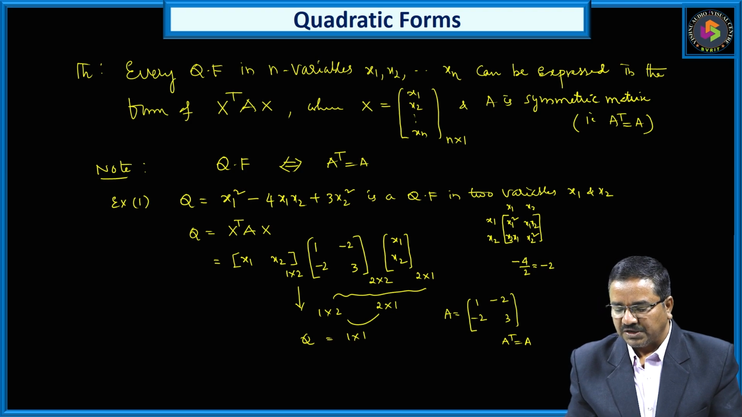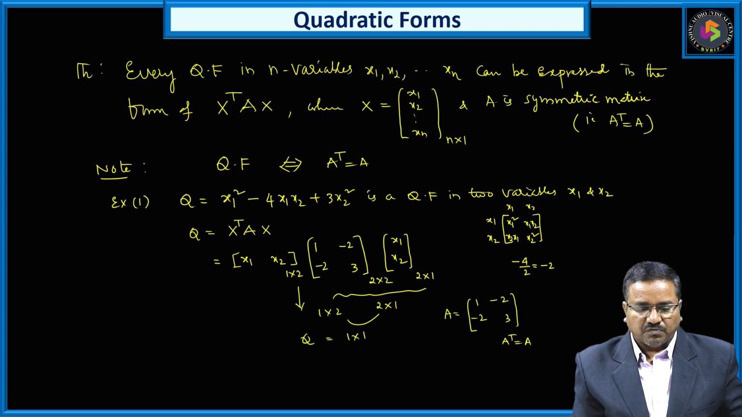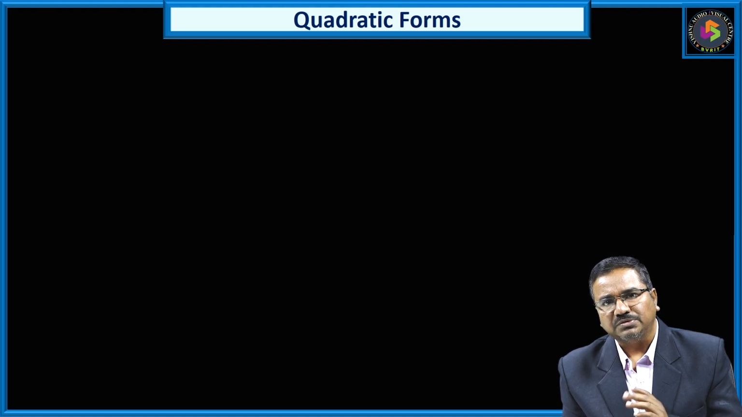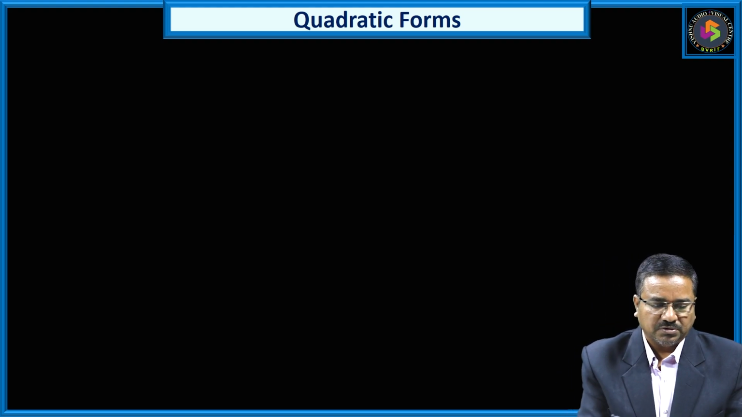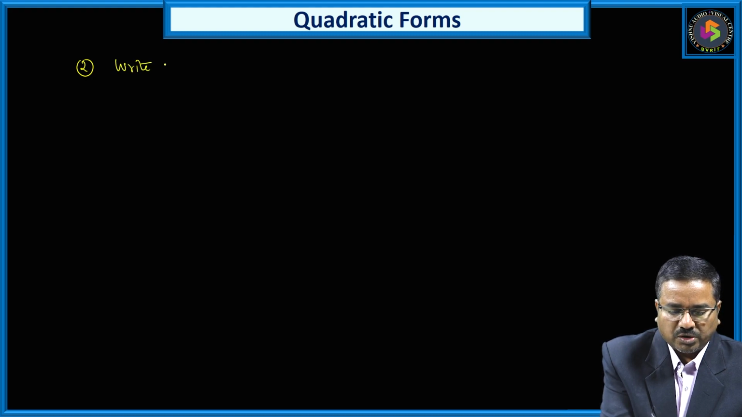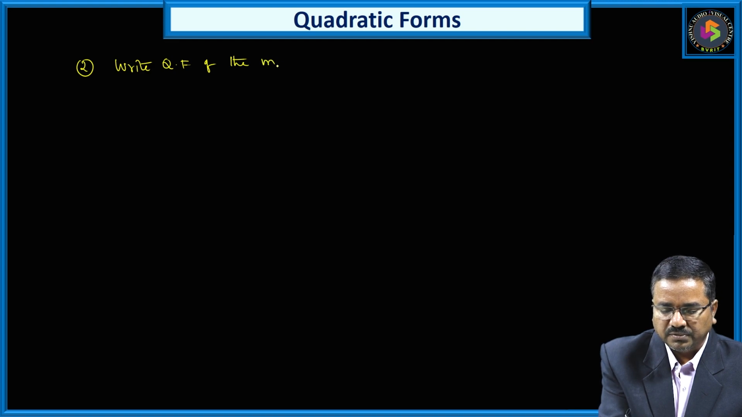Now we will take the matrix. Then how to write it in quadratic form, for every symmetric matrix? We will look into this. The first one was expressing the quadratic form as a matrix. Now suppose you have a symmetric matrix, then how to write the corresponding quadratic form. So example 2. Write the quadratic form of the following matrix. What is the matrix? We have 1, minus 2, minus 2, 3.